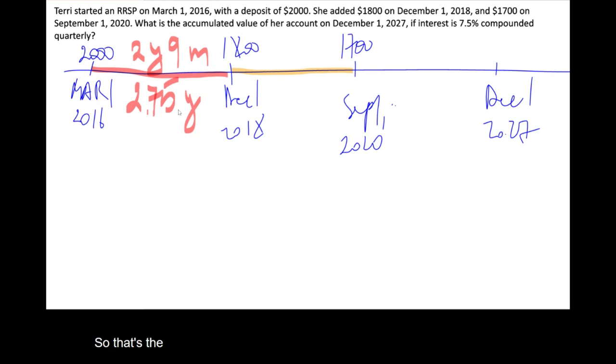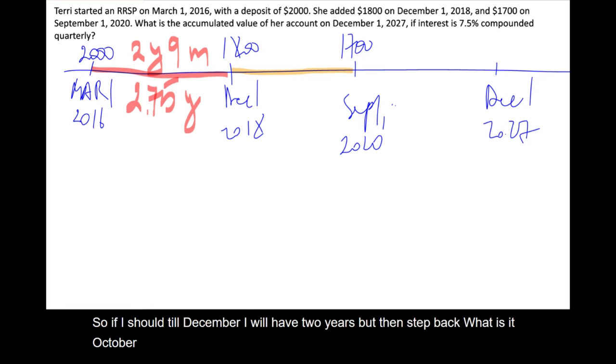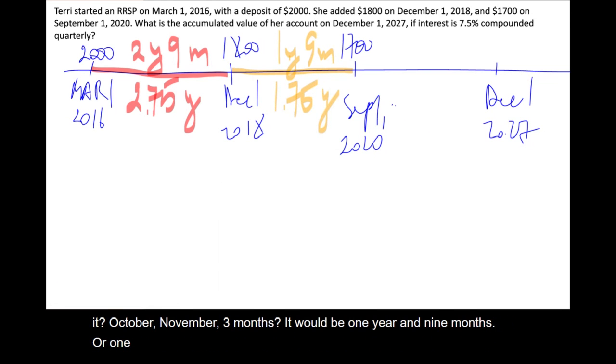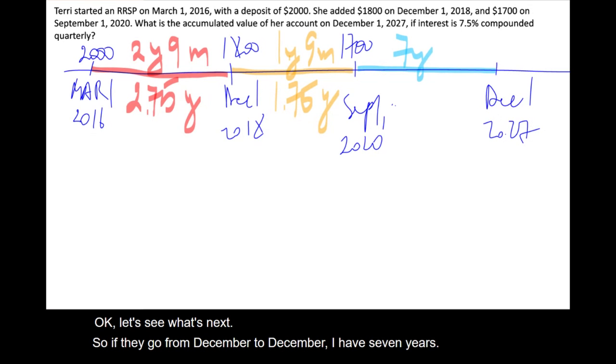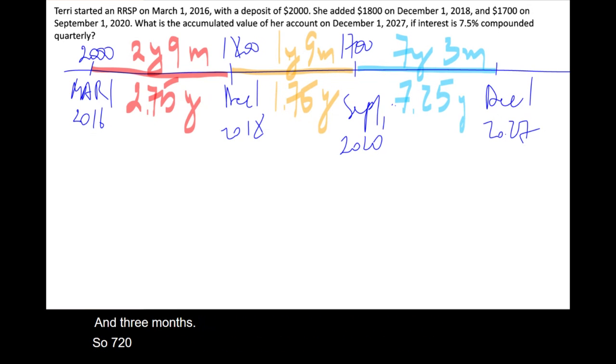Let's do here December. If I go till December, I will have 2 years, but then step back: October, November, 3 months. It would be 1 year, 9 months, or 1.75 years. Okay, let's see what's next. If I go from December to December, I have 7 years and 3 months, so 7.25 years. So far, any questions, people?